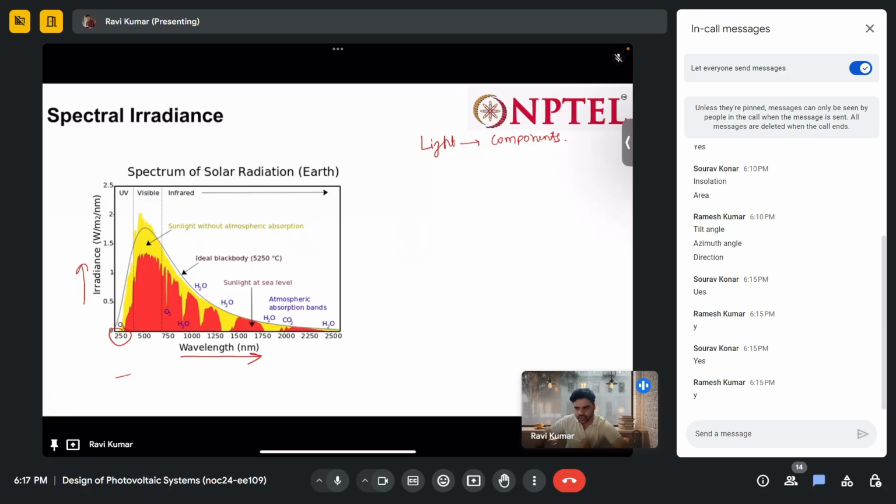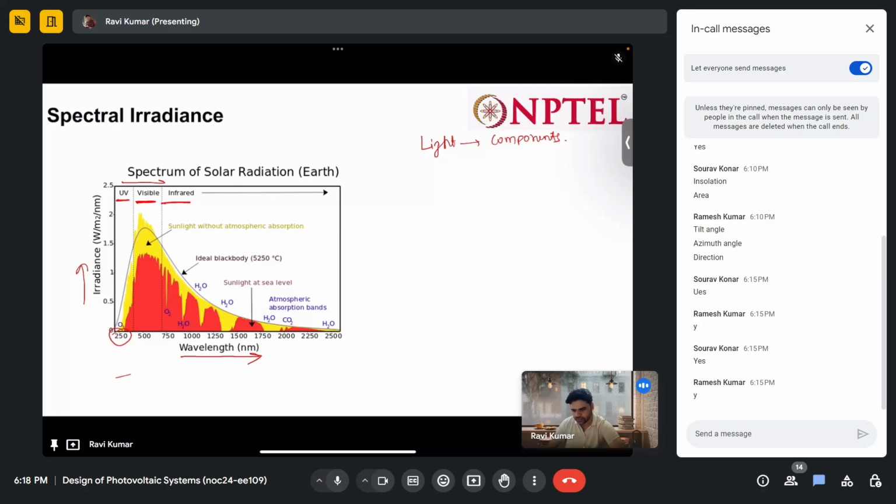So there are three main important terms here. This is UV, visible, and infrared. UV is ultraviolet, then visible, and then infrared. Wavelength increases in this order. So it means the light which is coming on the surface of a solar cell has many components of light. It means it has a spectrum. A spectrum means the total energy which is coming on the surface of a solar cell is spread over different wavelengths.